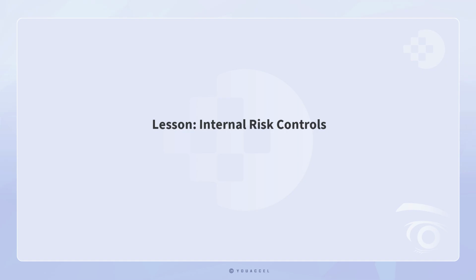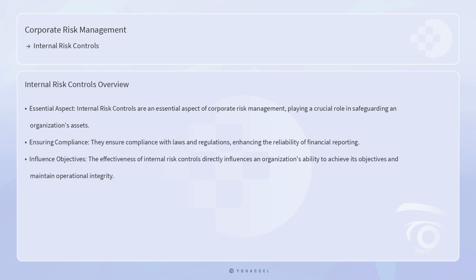Lesson: Internal Risk Controls. Internal risk controls are an essential aspect of corporate risk management, playing a crucial role in safeguarding an organization's assets, ensuring compliance with laws and regulations, and enhancing the reliability of financial reporting. The effectiveness of internal risk controls directly influences an organization's ability to achieve its objectives and maintain operational integrity.